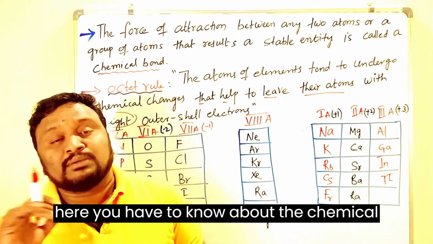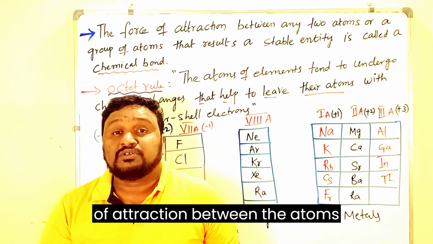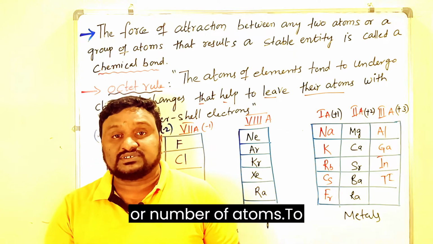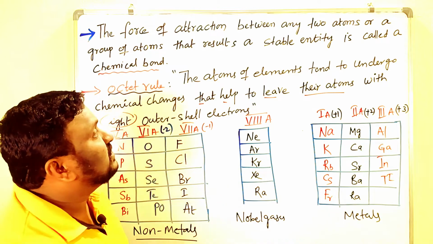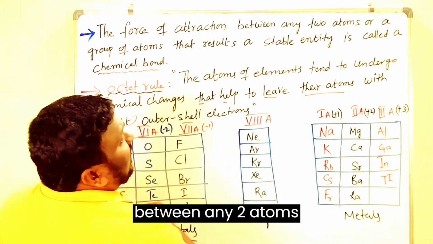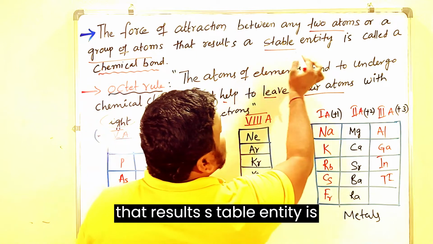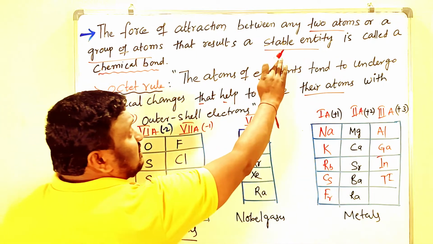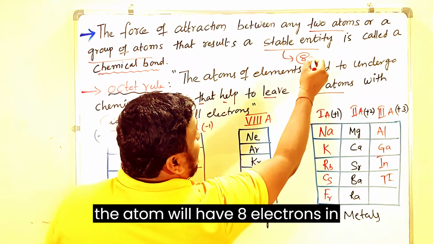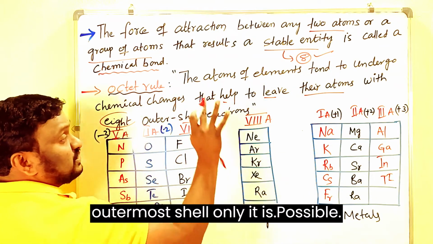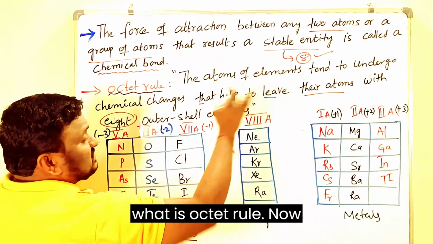Now here you have to know about the chemical bond. What is the necessity of a chemical bond? Just now we discussed it. The force of attraction between any 2 atoms or a group of atoms that results in a stable entity is called a chemical bond. Here, children, one word is there: stable entity. A stable entity is possible only when the atom has 8 electrons in its outermost shell. So this is simply what a chemical bond is, its importance, and what the octet rule is.